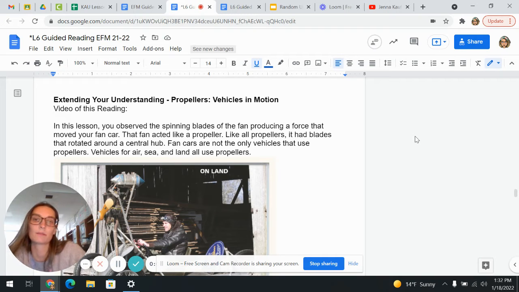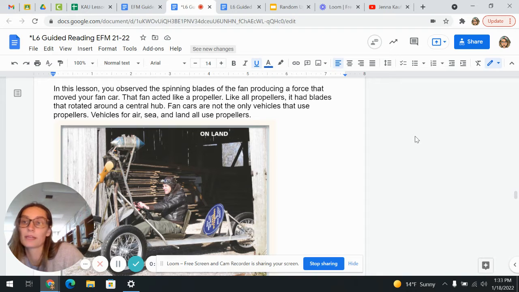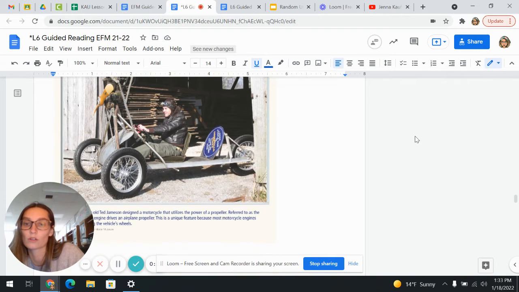So this reading is about propellers, vehicles in motion. In this lesson, you observed the spinning blades of a fan producing a force that moved your fan car. The fan acted like a propeller. Like all propellers, it had blades that rotated around a central hub. Fan cars are not the only vehicles that use propellers. Vehicles for air, sea, and land all use propellers.